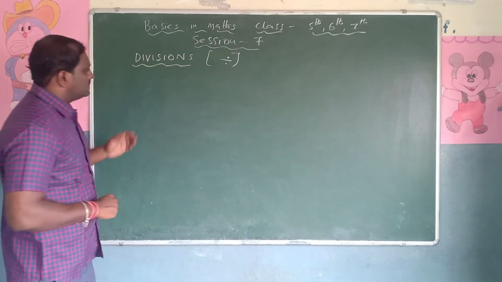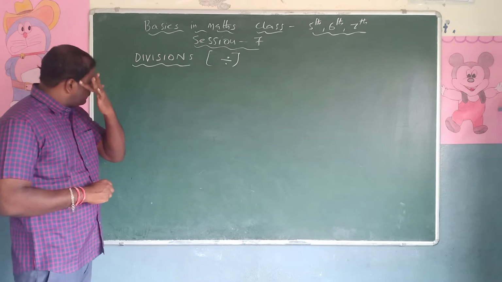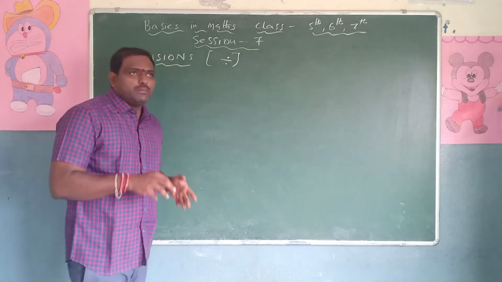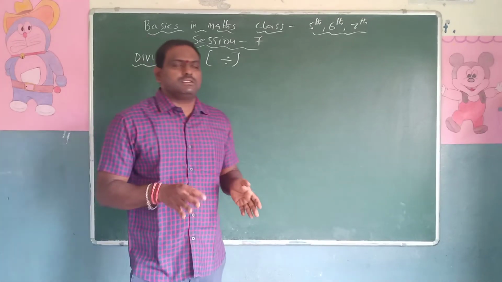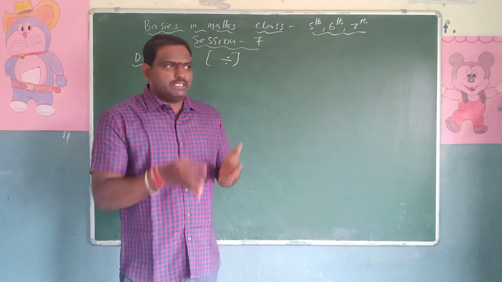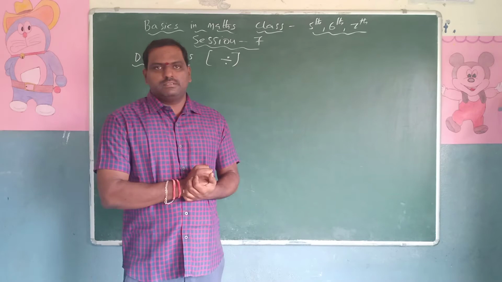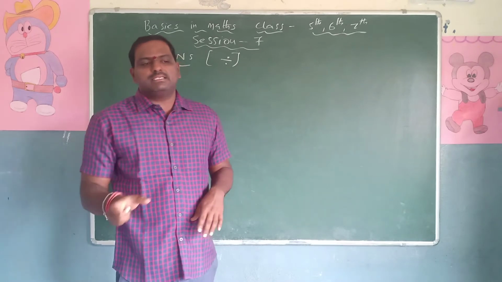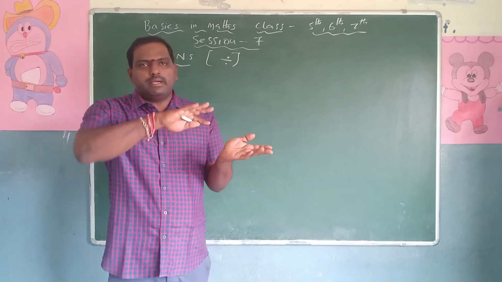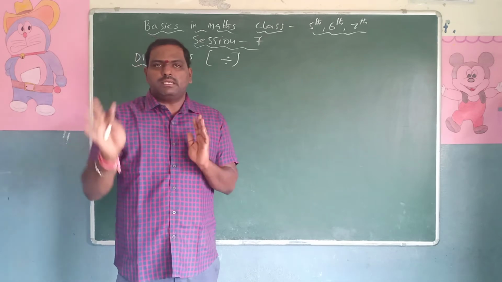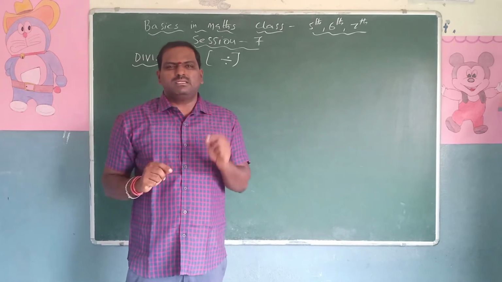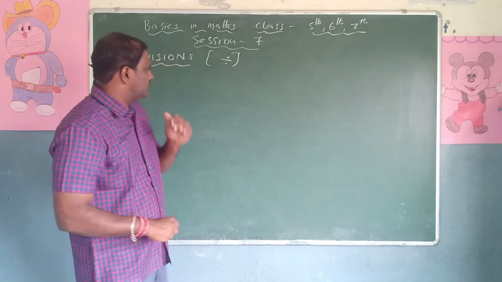Now, in these divisions also I'll go for 2 things. The first thing is normal questions, or basic divisions. Then I'll go for double digit divisions, then triple digit divisions, right? In the next session, the last session, I'll give a combination of addition, subtraction, multiplication and division, basic sums.